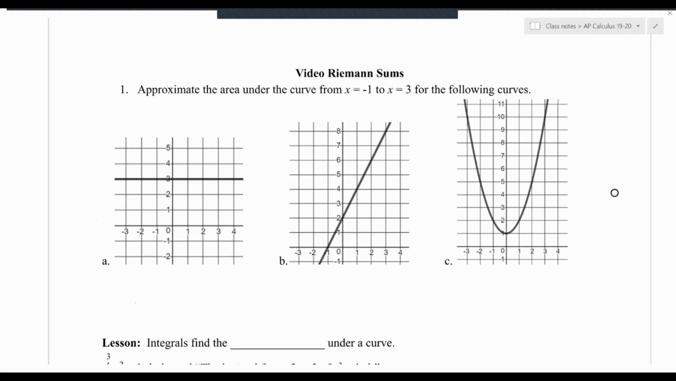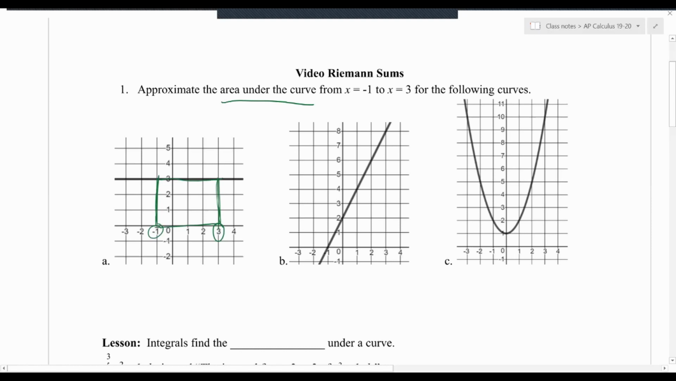So let's look at these three graphs here. We want to approximate the area under the curve from x equals -1 to x equals 3 for the following curves. So if we look here, x equals -1 is here and x equals 3 is over here. When we say area under the curve, what we really mean is the area between the curve and the x-axis.